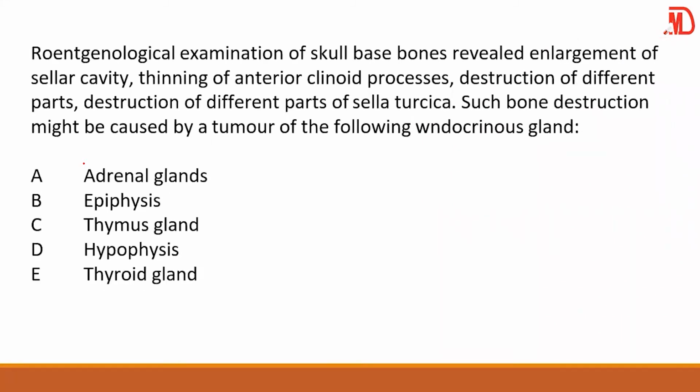X-ray or röntgenological examination of a skull base bones revealed an enlargement of the sella turcica. So you ask yourself, what sits on the sella turcica? Unfortunately, this is anatomy, so you must know. The sella turcica is where the pituitary gland is found. And they're saying there's an enlargement of this sella turcica, so that means there could be a tumor of the pituitary gland.